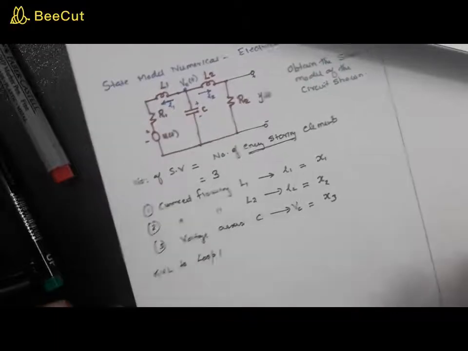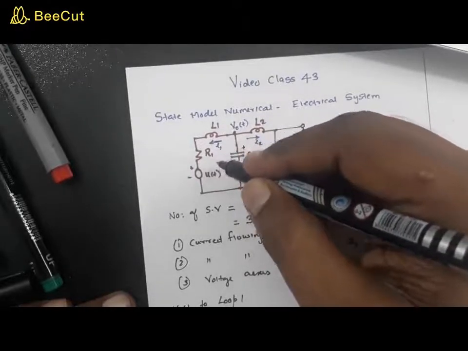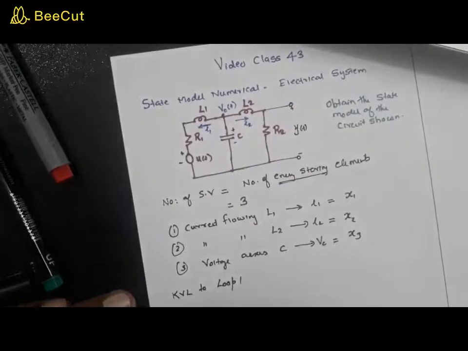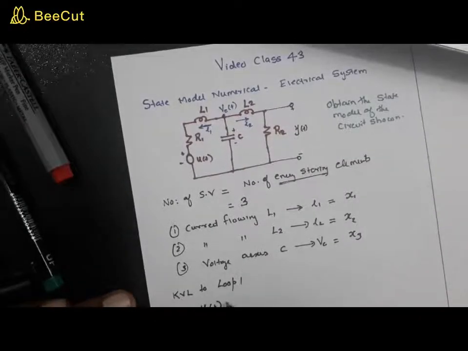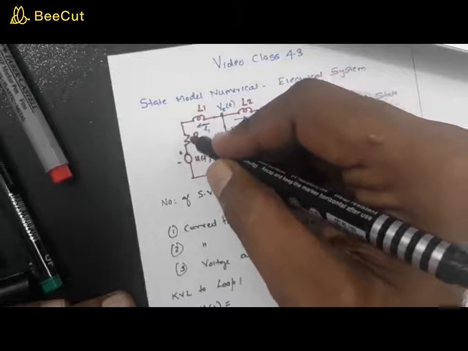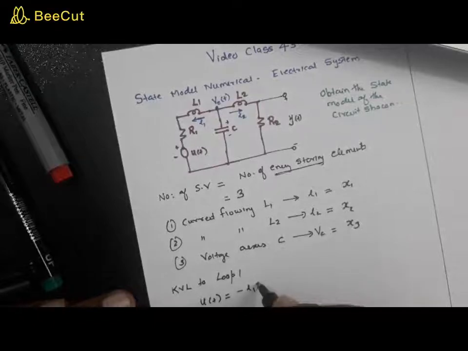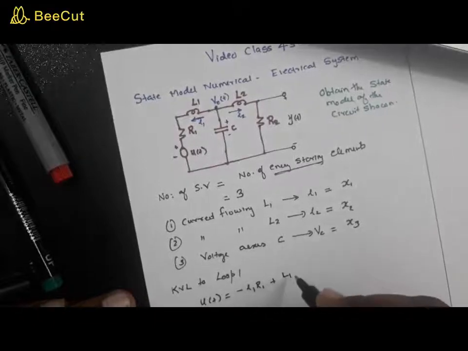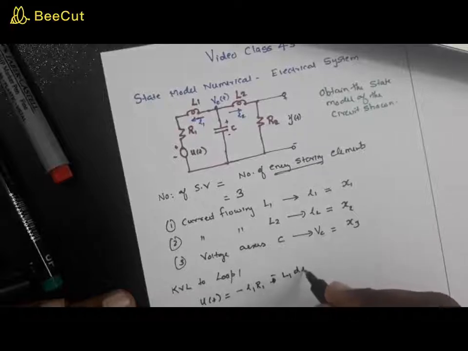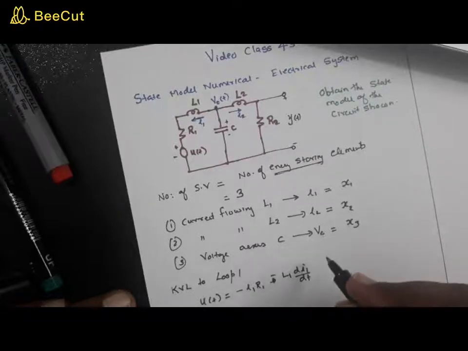Now when I apply KVL to loop 1, if I assign the currents I1, I2 in this direction, then I write u of t is equal to, if it would have been in this direction, I1 into R1. But it is not I1 into R1, it is minus I1 into R1, plus minus L1 into di1 by dt. Then again you have a minus Vc.